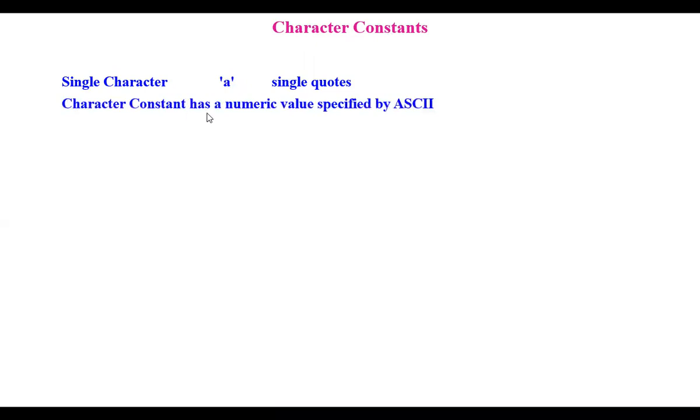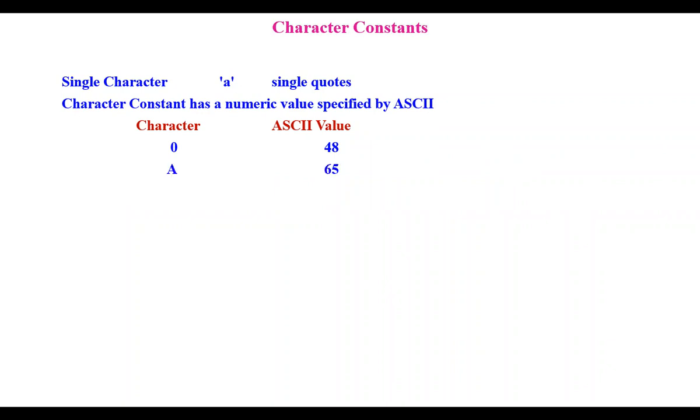Character constants: all the characters and numbers have a specific value in ASCII. ASCII values are given. For example, if you take the character 0, its ASCII value is 48. Like this, each character, number or special character has an ASCII value.